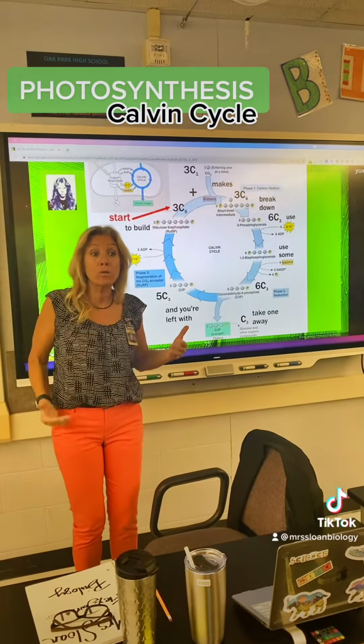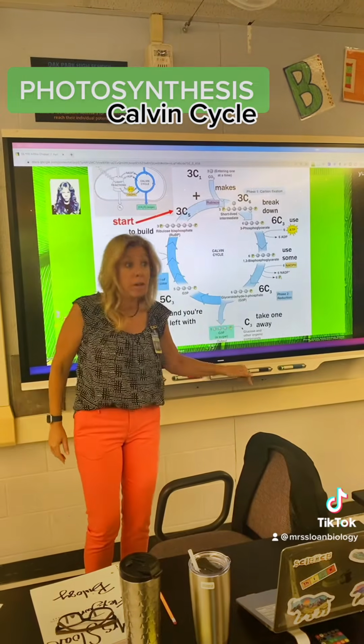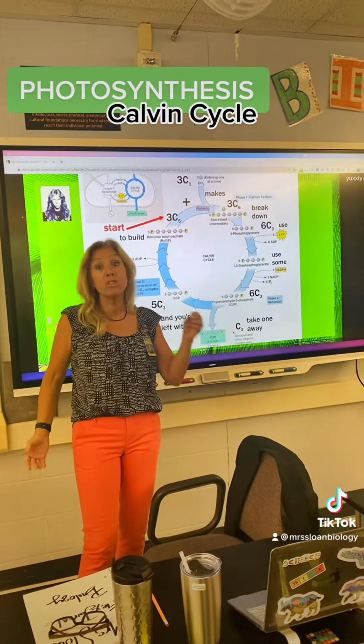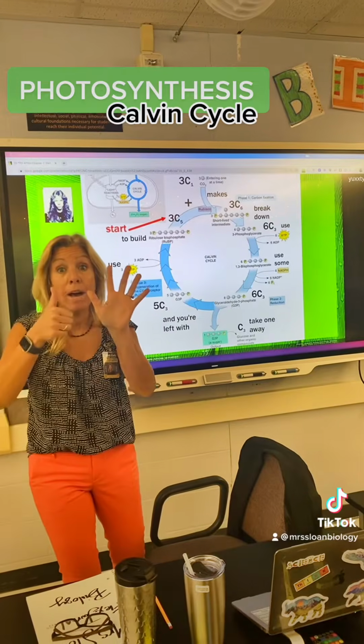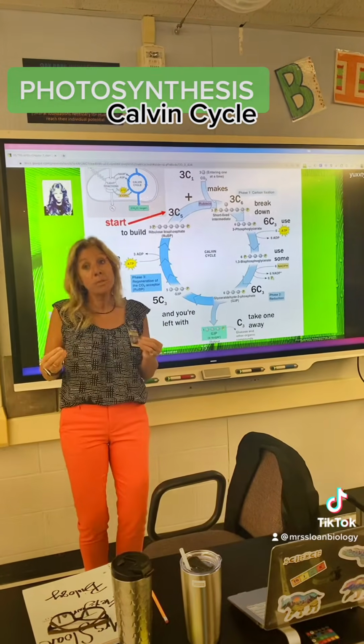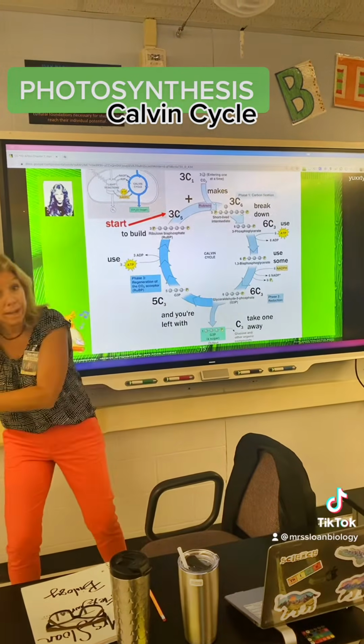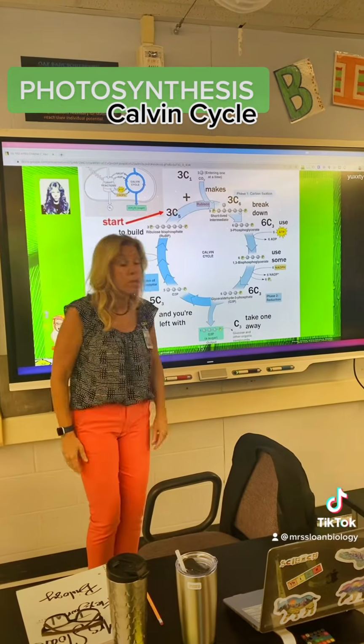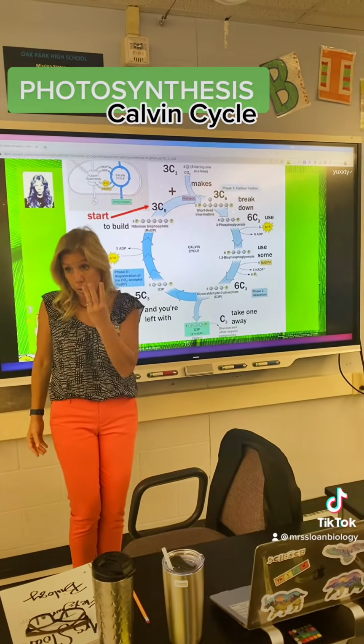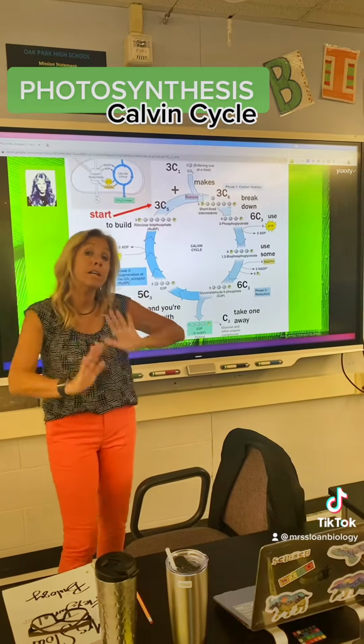And now, old school name is what? PGAL. New school name is G3P. And how many do we have? 6. And these are halves of glucose. So we could walk away right now with those 6 halves of glucose, and we could make a total of 3 full glucose molecules. But we want to keep our party going.